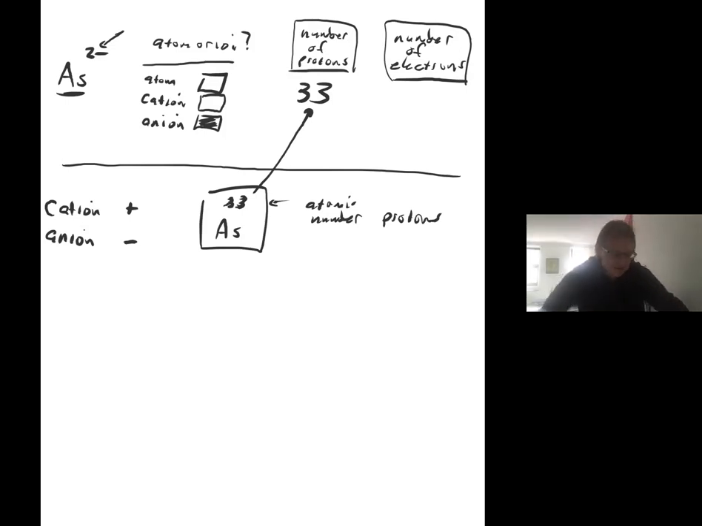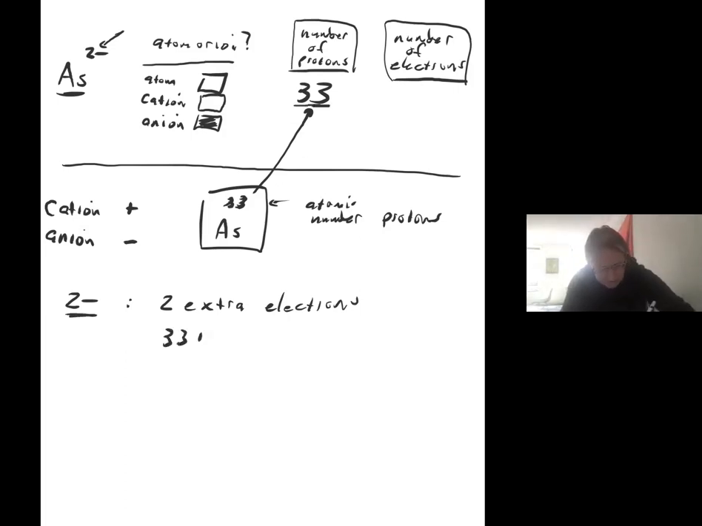So here's what you do with the electrons. If it's -2, that means it has 2 extra electrons, right? Each electron is negative. So if it's -1, that means you have 1 extra electron. If it's -2, you have 2 extra electrons. If it's -3, you have 3 extra electrons. So you say, okay, it's got to have 33, but it's got an extra 2. So you just say 33 plus 2, and you get 35. And that's what an arsenic ion is. It's an atom of arsenic that has 2 extra electrons.